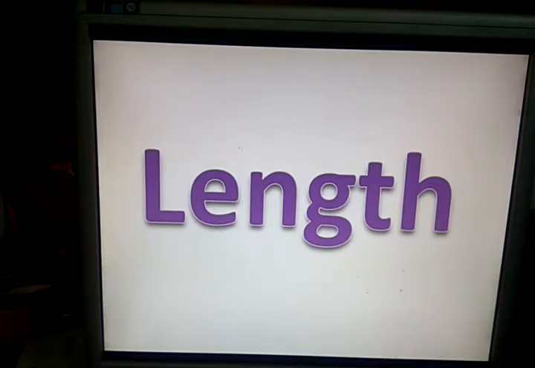And some are very long, such as distances between places. Yes, distance from your home to school, from your home to market, right? Distance from one city to another city, just like Jalgaon to Pune. So we need to select suitable unit to measure this length.